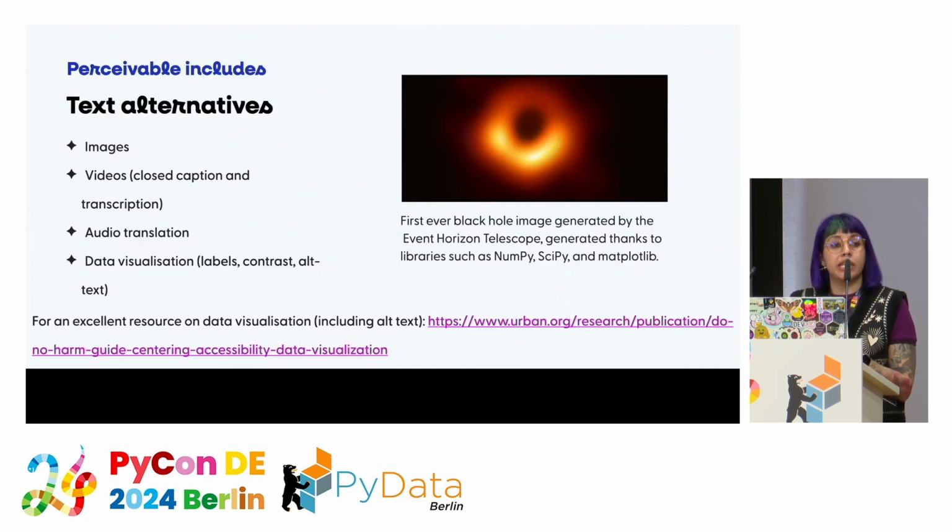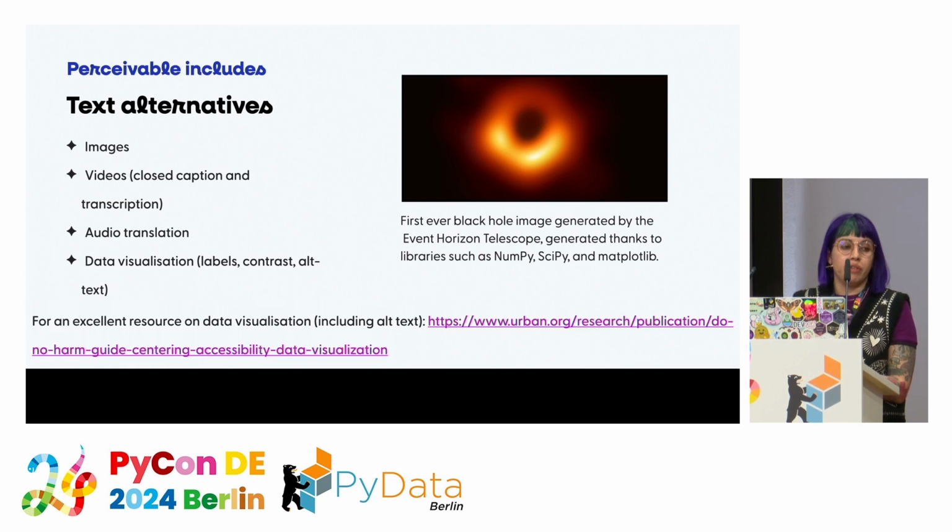Then perceivable text alternatives. Maybe some of you have heard about alt text. Whenever you have anything like images, videos, audio, data visualizations, you need to ensure that you have an alternate description, so that folks that cannot interact through sound or images can fall back to this other input. Now, the important thing is, it is not just enough to say image or a screenshot of a black hole, but give enough context as to why that image or that object is there.